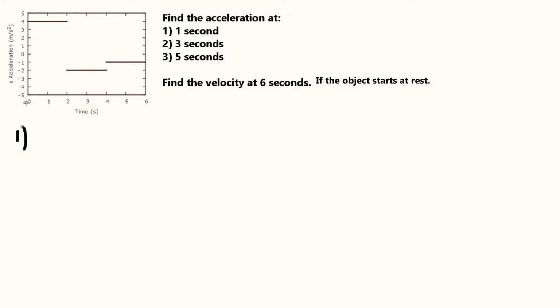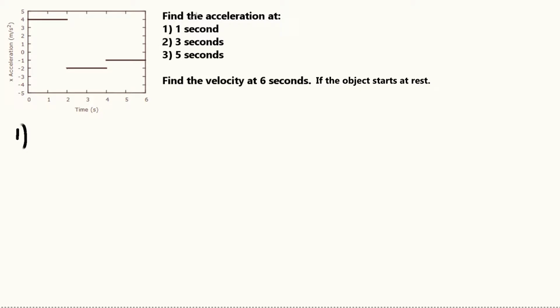Above, we have an x acceleration versus time graph. Firstly, we need to read off the values of the acceleration at certain points in time. This is very simple. Let's find the acceleration at 1 second. We go to 1 second on our graph, and we see it corresponds to this point here, which corresponds to an x acceleration a_x, which corresponds to 4 meters per second squared.